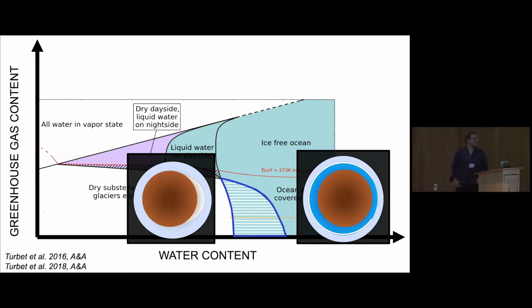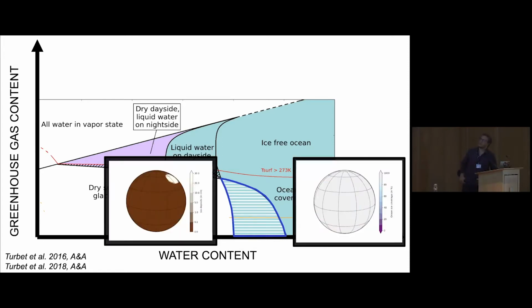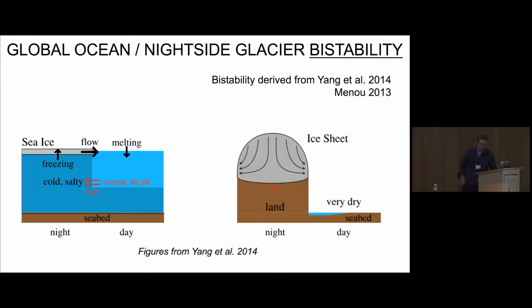There are some very interesting states in between. For example, between the case where I told you that most water should be trapped on the night side and the case where water should completely cover the planet and drive you to something like an eyeball planet. And for you to understand them, I have to use some figures from the Yang et al. 2014 paper and some results from the Kristen Menou 2014 paper. Actually, the idea is that there are some bistabilities in this diagram.